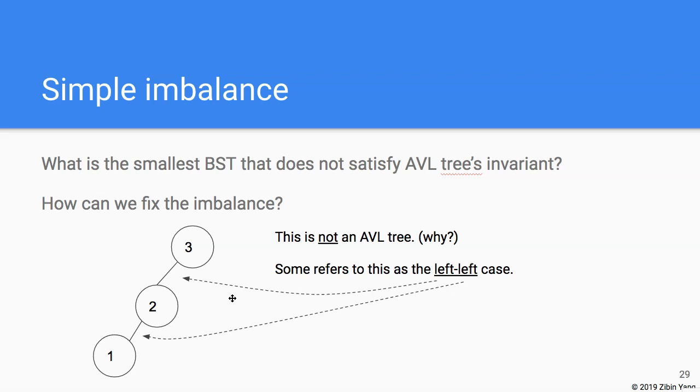Well, before we fix the imbalance, one thing I want to point out is that in much of the literature, and I think including ours, this is referred to as the left case, because starting from the node that has an imbalance, the problem stems from traveling down the left subtree and then the left subtree again. So this is the left case for a binary tree that is not an AVL tree.